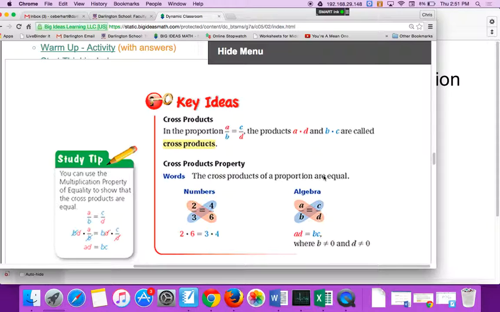The products A times D and B times C are called cross products. So let's look down at this example here, with numbers, which is a little easier to understand that way. We're cross multiplying 2 times 6. 2 times 6 is going to give us 12. Then we cross multiply 3 times 4, and 3 times 4 is 12. Since these are equal, we know for a fact they're proportional.